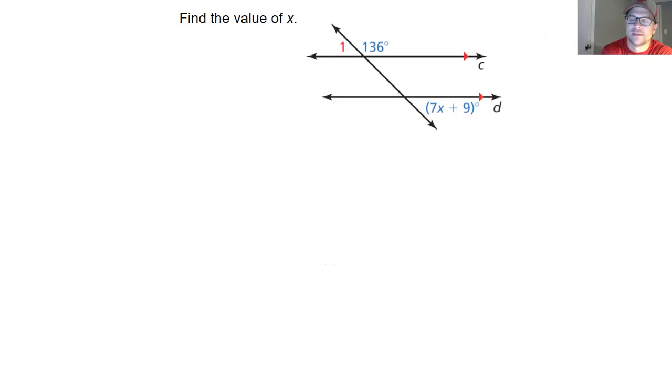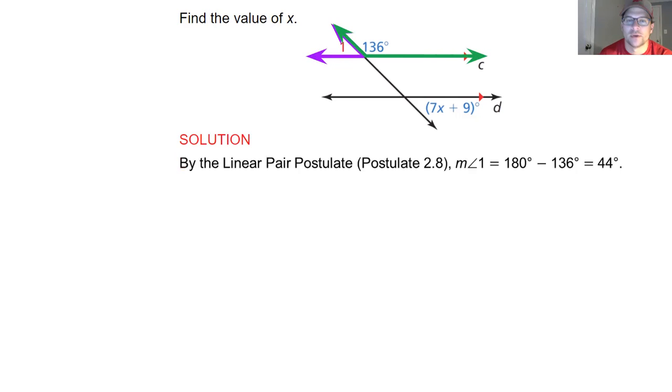All right, find the value of x. This is the exact same type of problem, but you're using different angle relationships to figure out what they are. So we're given that lines C and D are parallel. Angle 1 is next to 136, and then angle 7x plus 9 is way off there on the bottom. So it looks like first we can figure out what angle number 1 is. Number 1 and 136 are next to each other on a straight line, so that means that they are a linear pair. Because remember, linear pair is supplementary, that they add up to 180 degrees. So you can use that information to take away from 180 and get 44 for your angle 1.